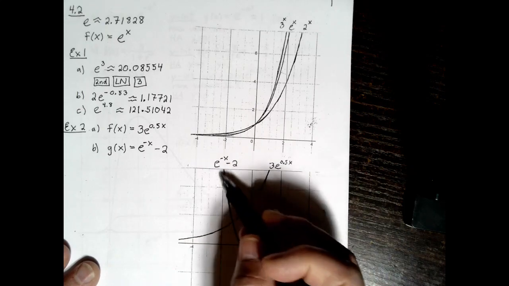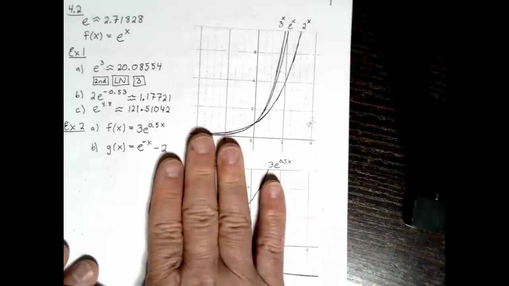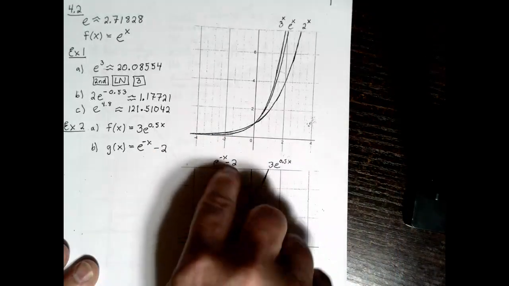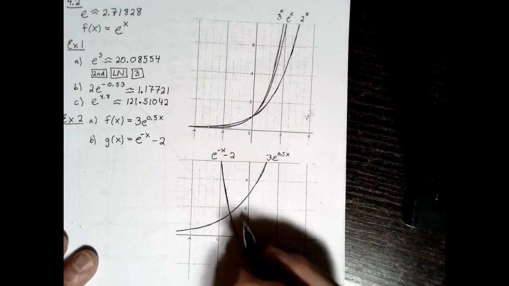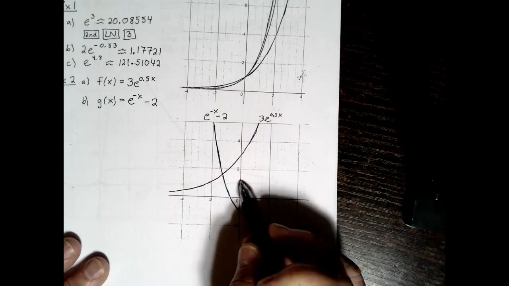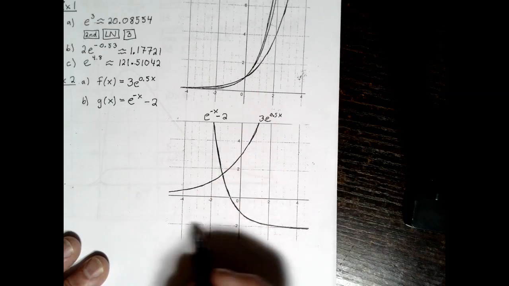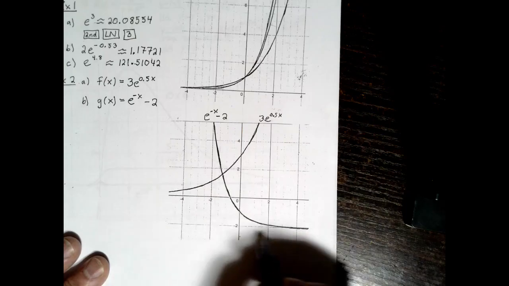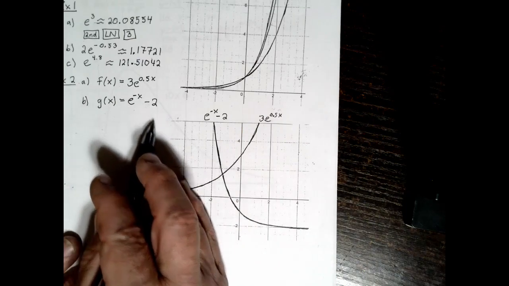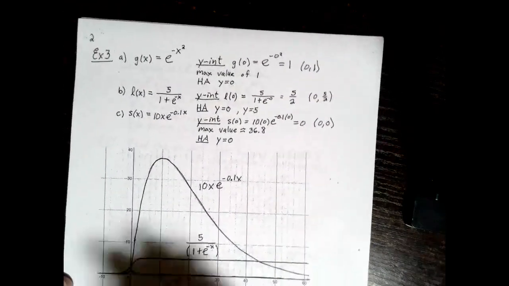And now e to the negative x, that's going to take e to the x and flip it on the y-axis and then drop it 2 units. And so your y-intercept that was at 0,1 is now at 0, negative 1. And your horizontal asymptote is at y equals negative 2 because it used to be at y equals 0 but it dropped 2 units because of the shifting.